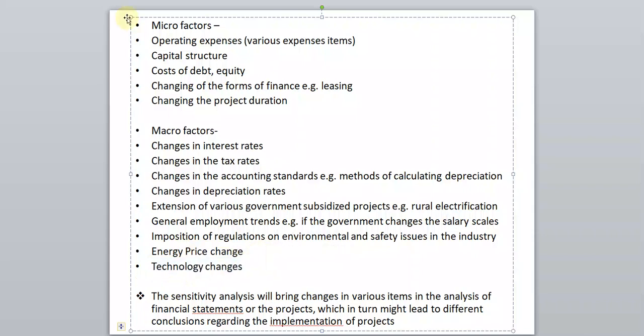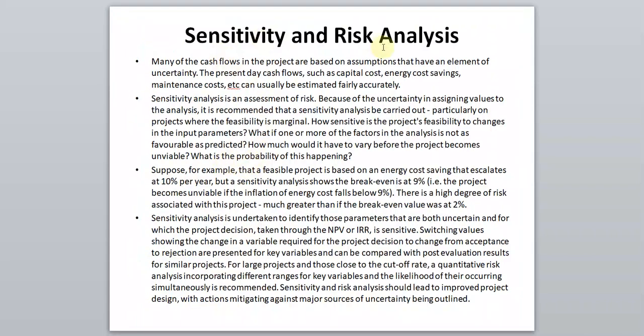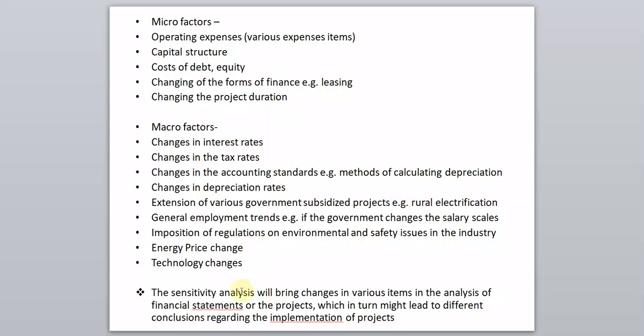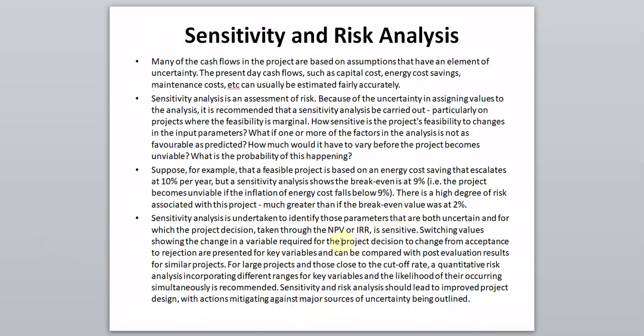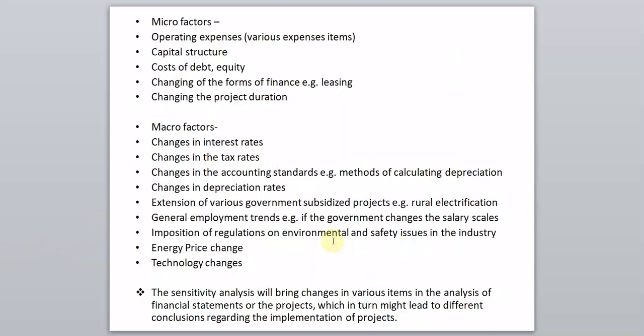Now the main thing, or the advantage, of sensitivity and risk analysis is that the sensitivity analysis will bring changes in various items in the analysis of the financial statements of the projects, which in turn might lead to different conclusions regarding the implementation of projects. So this is very important and crucial in case of implementation of the projects. If you are going to reach a particular conclusion on the project, the sensitivity and risk analysis is very important. So up to this we have completed chapter number 6. This was the last point of this chapter.